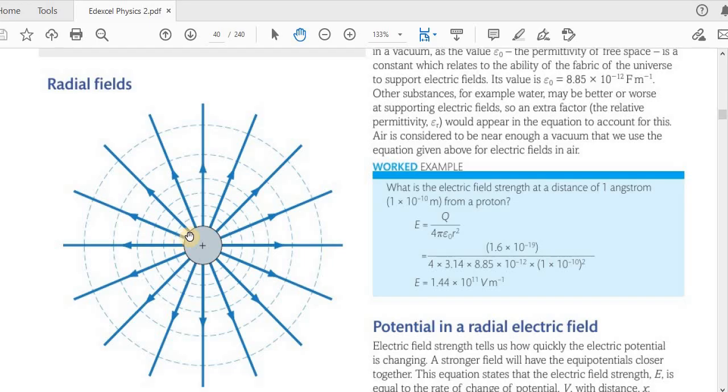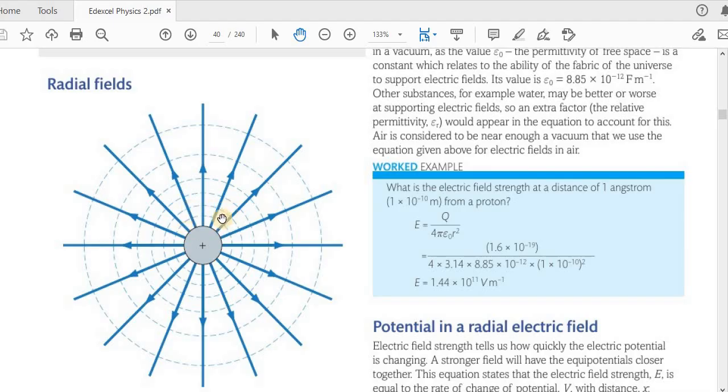Here what you can observe is the further away you move, the greater the distance between the adjacent circular equipotential lines. Why? Because when you go further away, the distance between these electric field lines increases, which means the electric field strength decreases. If the electric field lines are closer together, the electric field there is stronger. If they are further apart, the electric field strength there is weaker. Here it is stronger because the distance between adjacent electric field lines is less.